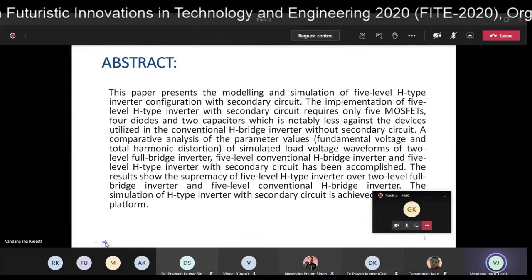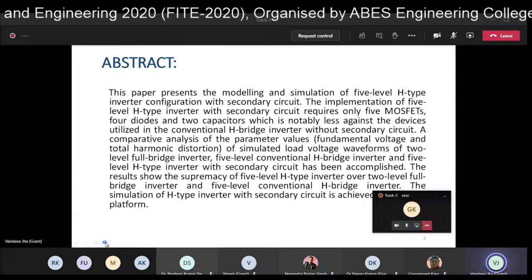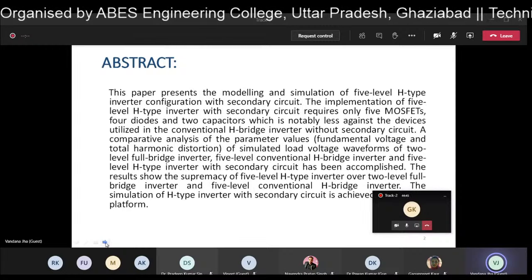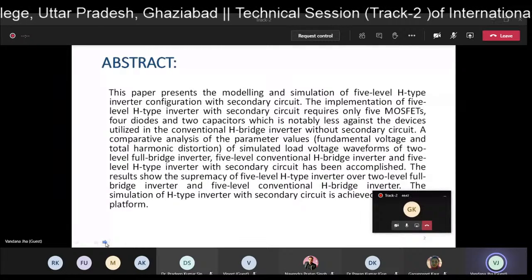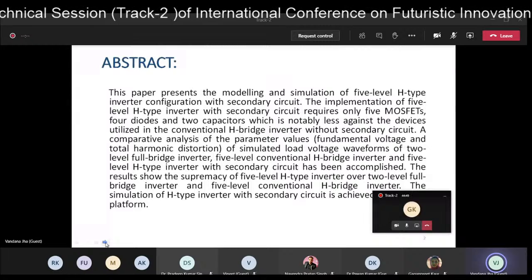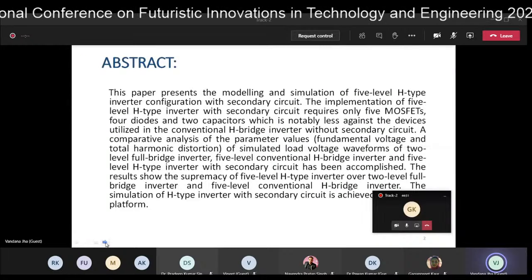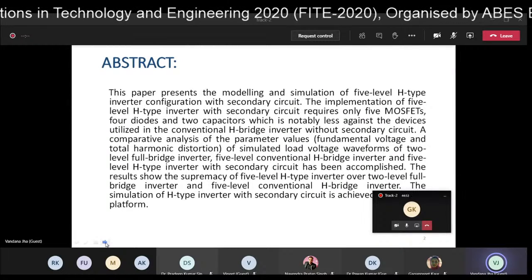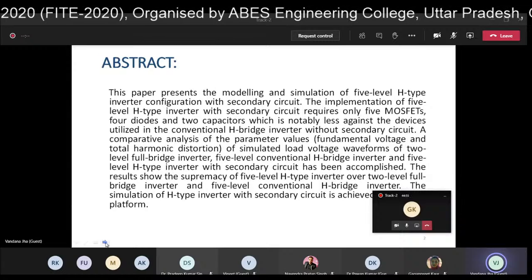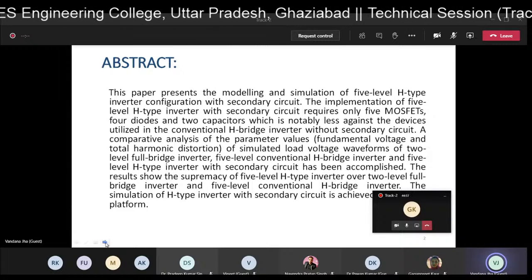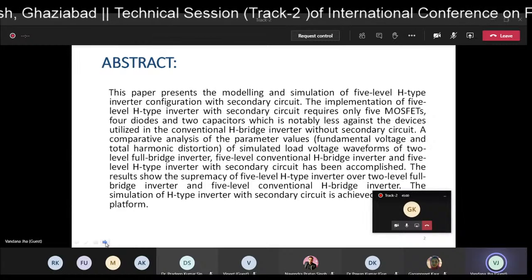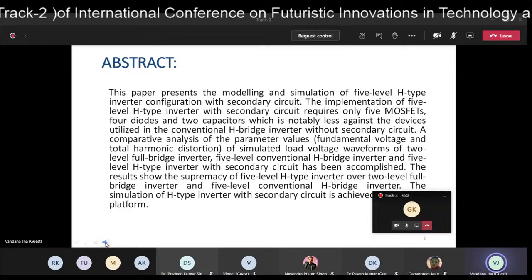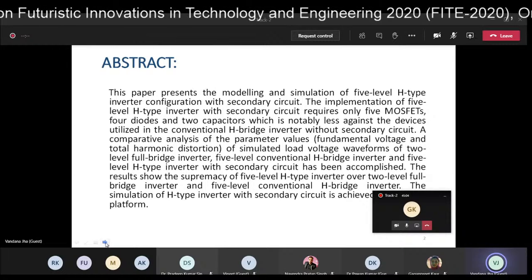Abstract of this paper: this paper presents the modeling and simulation of a 5-level H-type inverter configuration with secondary circuit. The implementation of the 5-level H-type inverter with secondary circuit requires only 5 MOSFETs, 4 diodes and 2 capacitors, which is notably less than the devices utilized in the conventional H-bridge inverter without secondary circuit.